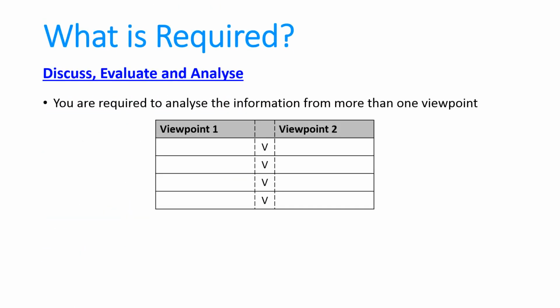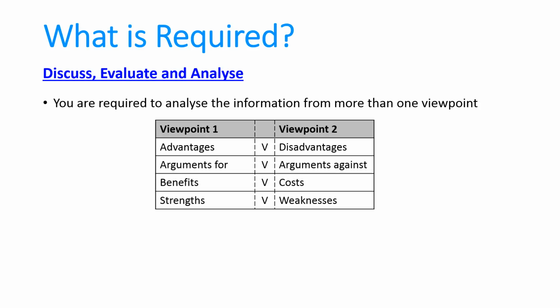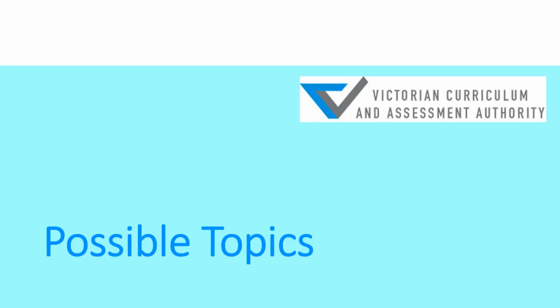What does it actually mean? So when we talk about discuss and viewpoint 1, viewpoint 2, what we're looking for is for students to have a bit more depth and come at something from multiple viewpoints or angles. So for example, it could be, say, discuss the advantages and disadvantages of something, maybe arguments for or arguments against, the benefits or costs of something, or maybe the strengths and weaknesses.